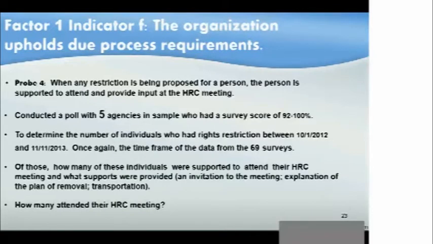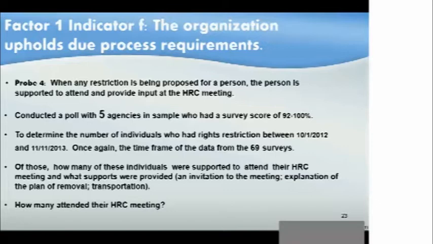Let's look at Indicator F, Factor 1, Indicator F. The organization upholds due process requirements. I looked at Probe 4, once again, the sample of 6. When any restriction, or rather a correction on that, there was a sample of 5 agencies, and I didn't include case management because they don't necessarily track rights restrictions. When any restriction is being proposed for a person, the person is supported to attend and provide input at their HRC meeting, and I conducted a poll with 5 agencies in the sample who had a survey score, once again, of 92 to 100% or higher scoring agencies.